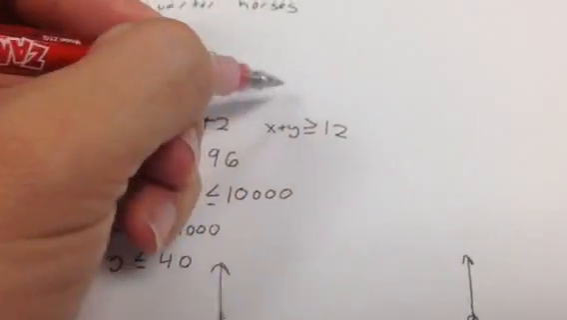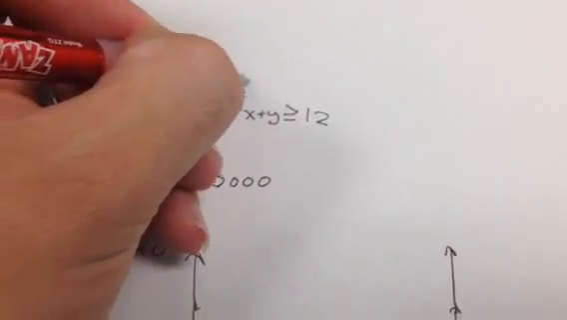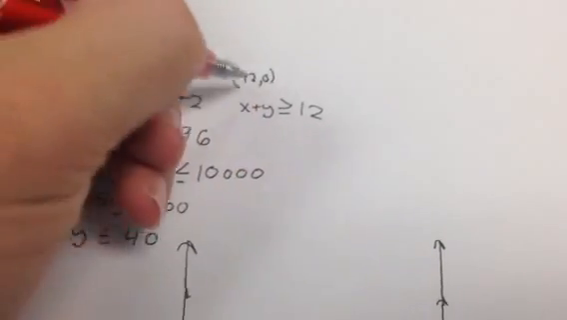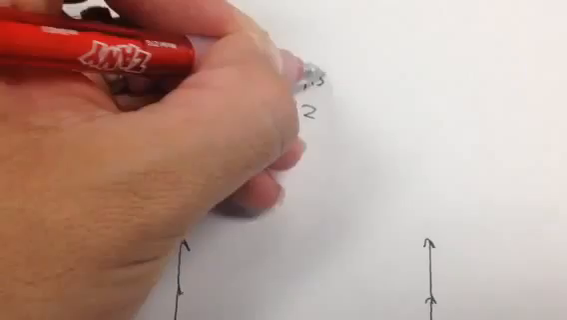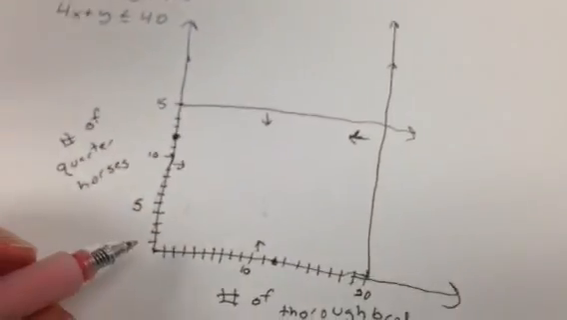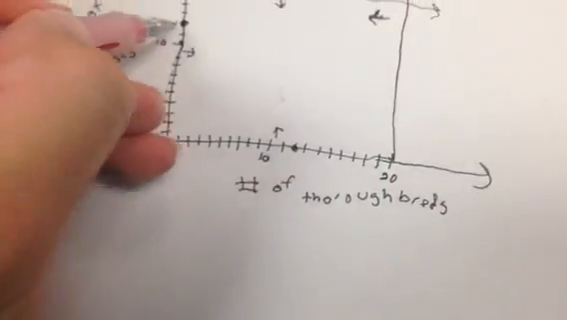Oh, sorry, this is me doing this in standard form. The x-intercept is when we make y 0, so that's 12, 0. And then our y-intercept is making the x 0, 0, 12. So then we go ahead. Give me 1 second, I'm going to use a straight edge on this.